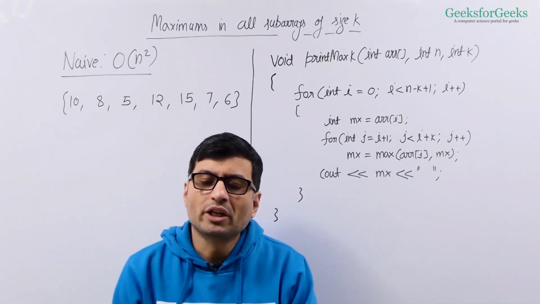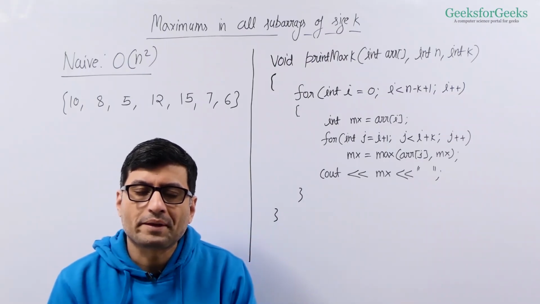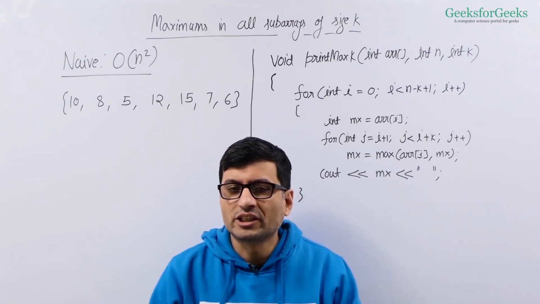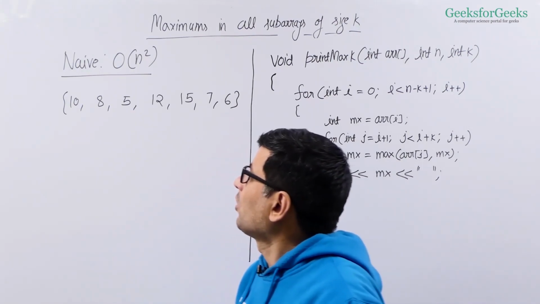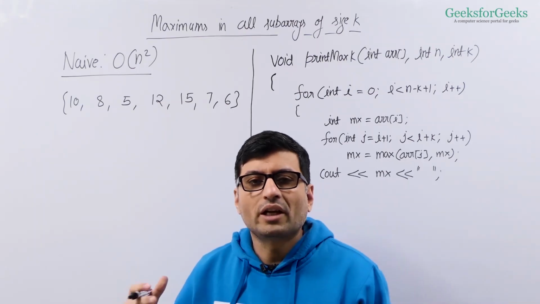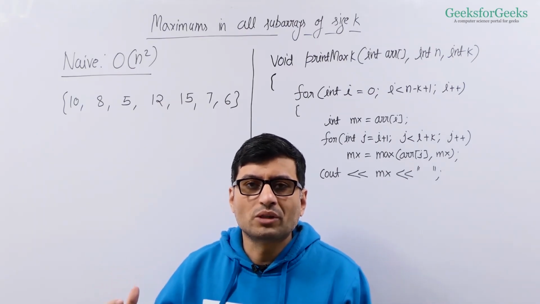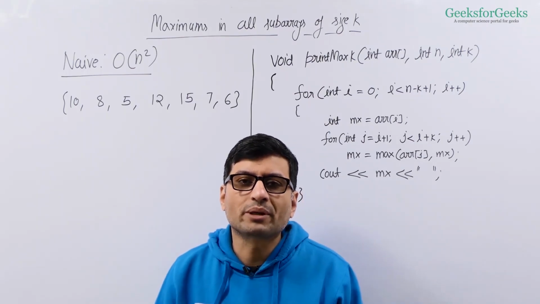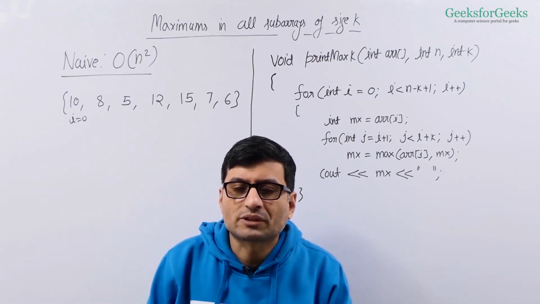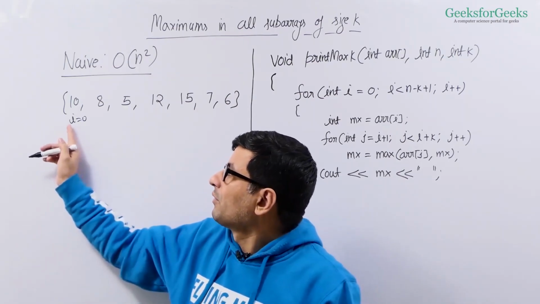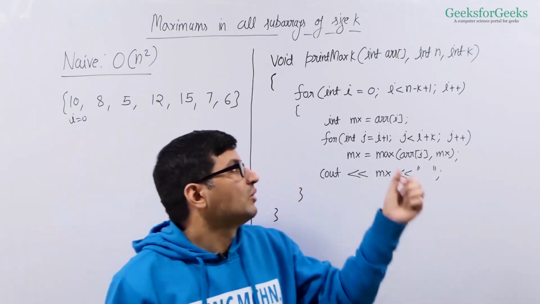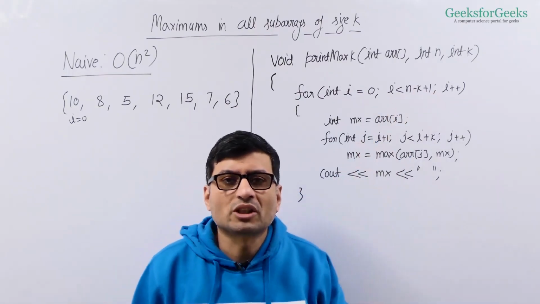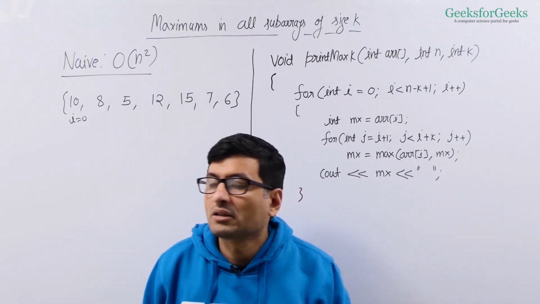Let us first talk about the naive solution to solve this problem. The time complexity of the solution is big O of n square. And the idea is really simple. We consider all subarrays of size k, and for every subarray, we traverse through all the k elements of it and find the maximum of the k elements and print it. To consider all subarrays of size k, we run a loop from i equal to 0 while i is smaller than n minus k plus 1. These many subarrays we are going to have as we discussed earlier.